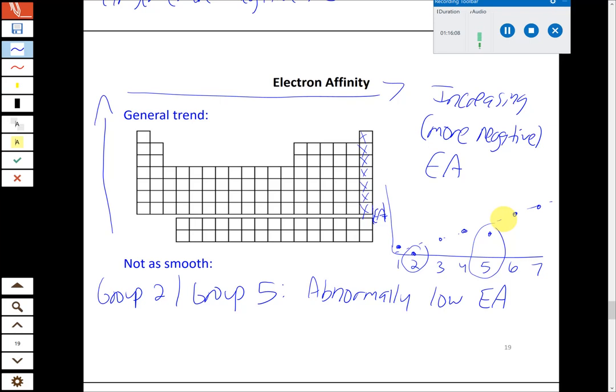All right, so next time we're going to move into chapter 3 and start talking about the formation of ions and ionic compounds.